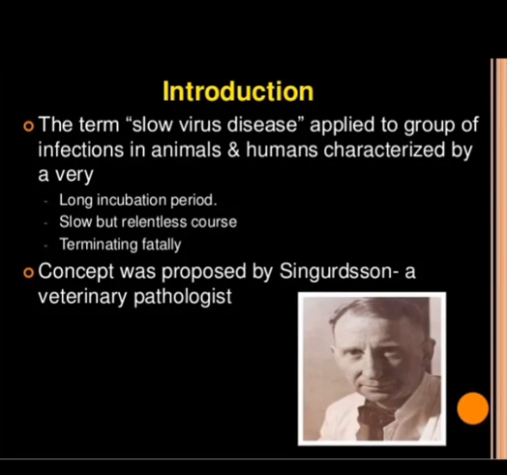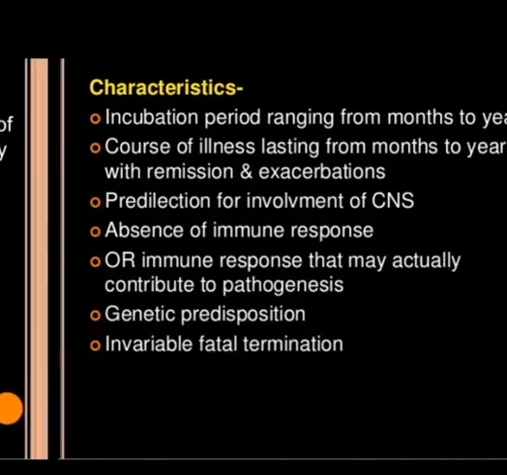Slow virus diseases. The term slow virus disease applies to a group of infections in animals or humans characterized by a very long incubation period, a slow but relentless course, terminating fatally. The concept was proposed by Sigurdsson, a veterinary pathologist.